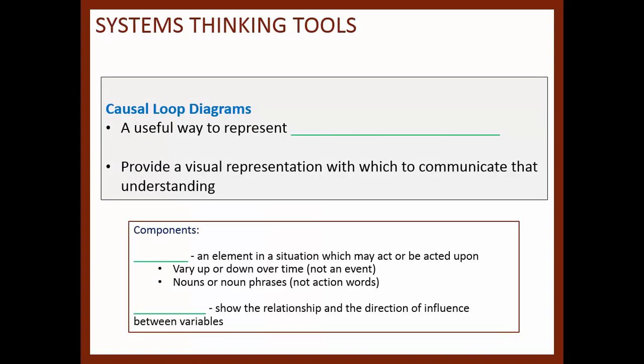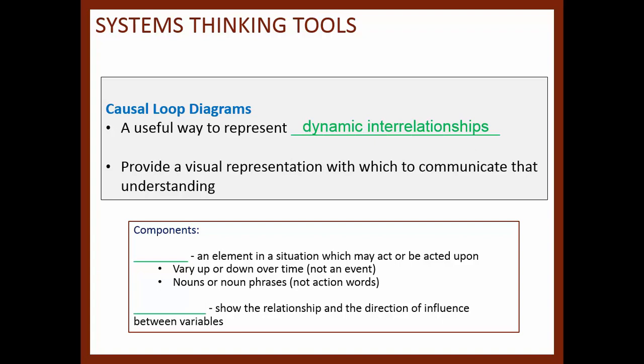Okay, so Causal-Loop diagrams are a useful way to represent dynamic interrelationships. They provide a visual representation with which to communicate that understanding. Most of your systems are complex, and we defined that at the beginning of this semester. They have multiple inputs. They have complex behavior in terms of the interactions, changing states within it. And then based on that, you're going to have some generation of outputs. These Causal-Loop diagrams allow you to provide a visual representation of the behavior of your system.